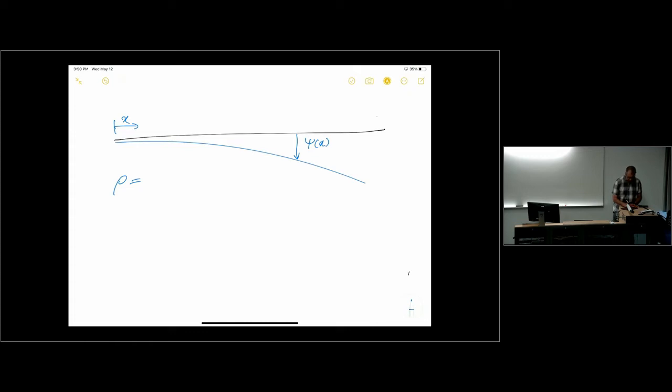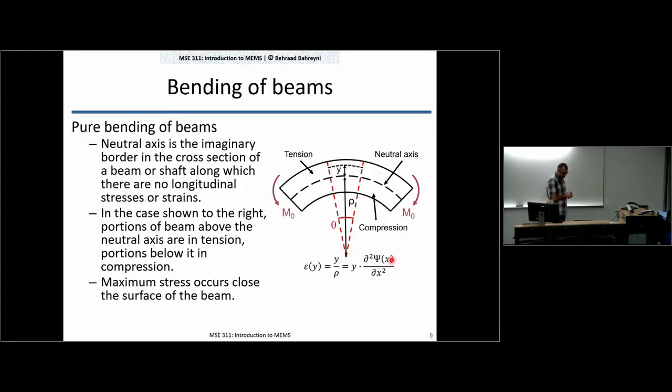So the radius of curvature at any location is 1 over the second derivative of psi of x at that location, so rho of x. Okay? So once you know that, you can find the strain at a location from that expression. A strain at distance y from the neutral axis is y divided by the radius of curvature, but then you can show it is y times the second derivative of the deflection equation with respect to x.